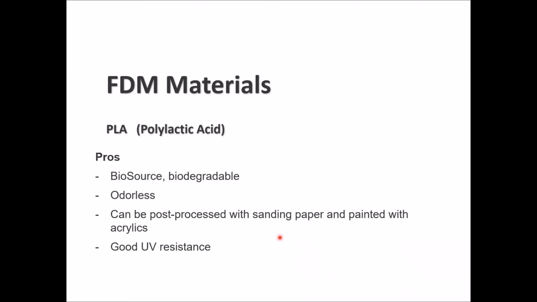So the pros and the good sides for the PLA: it is a biosource, biodegradable material. It can dissolve after a while through natural dissolving sources. It is odorless, doesn't have any kind of bad or harming smell. It can be post-processed with, for example, sanding paper, and it can be painted with acrylics as well. It has a good ultraviolet resistance. So keep these in mind as good sides for using the PLA in FDM 3D printing.